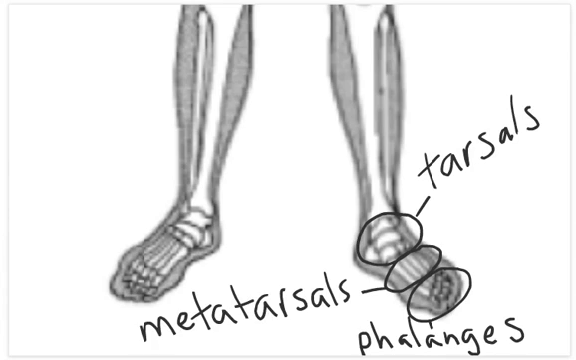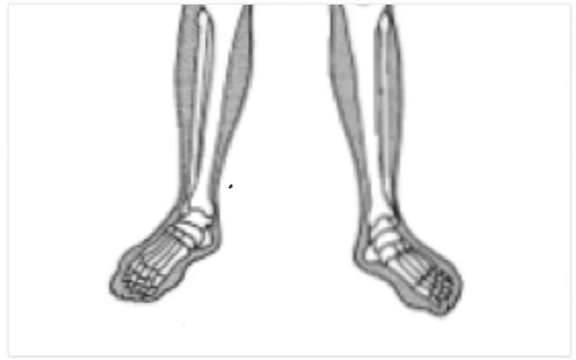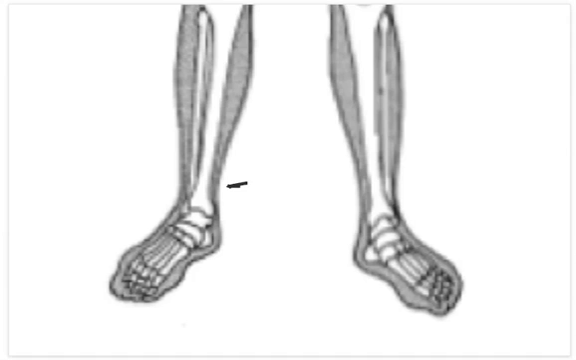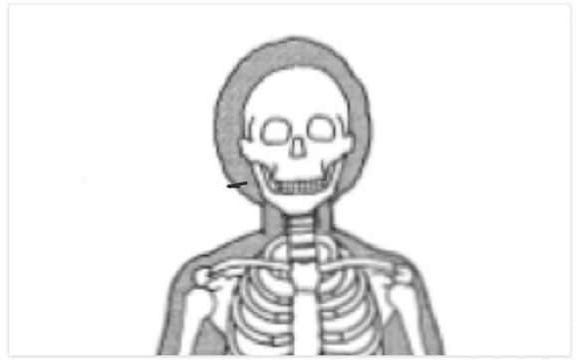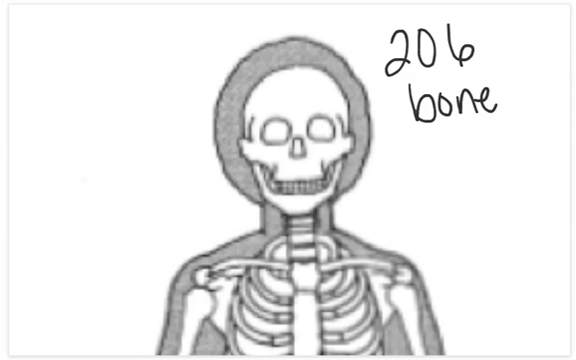Now obviously, these are not all the bones that you have in your body. There are quite a few more bones in your body that have specific names. But all in all, you have about 206 bones in your body.